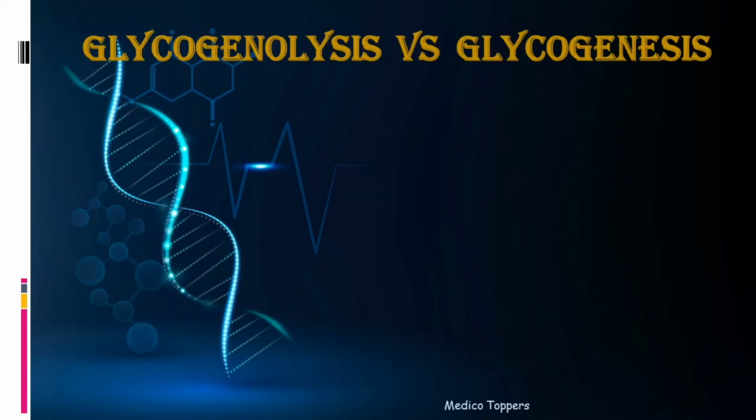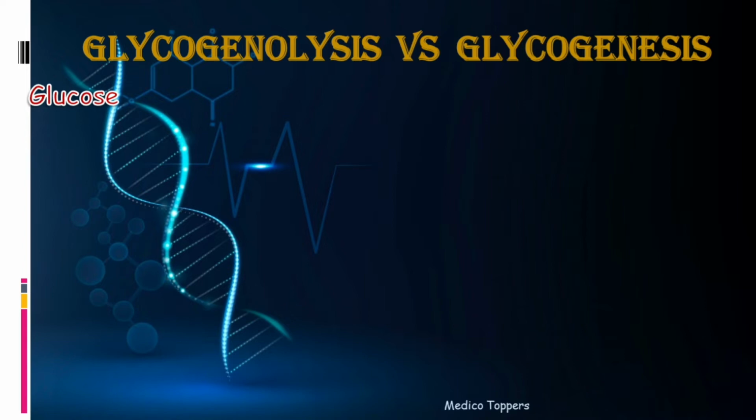Let's start with the two different terminologies of glycogen metabolism, that is glycogenolysis versus glycogenesis. Glycogenolysis is nothing but glycogen getting broken down to glucose, and glycogenesis means glycogen is getting formed. Genesis means formation. Let's start with the diagram. We are not going to discuss glycolysis, which is the major glucose metabolism in the production of energy. We will be discussing only the storage form.